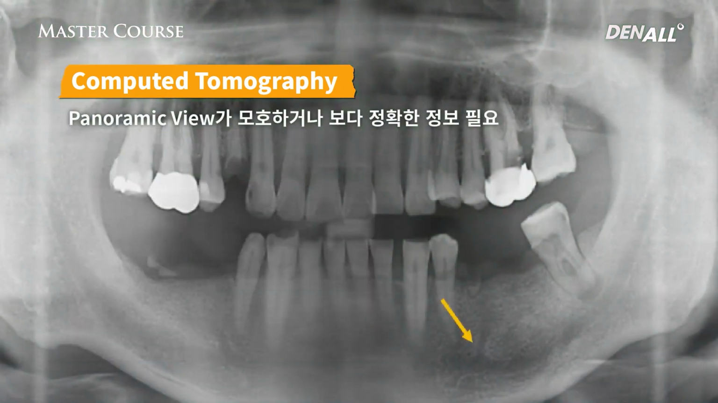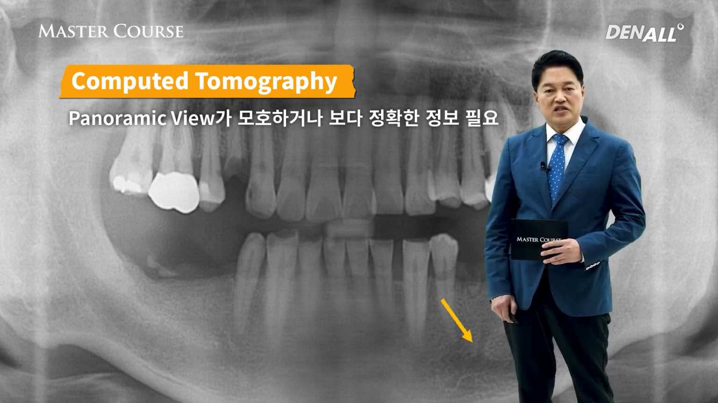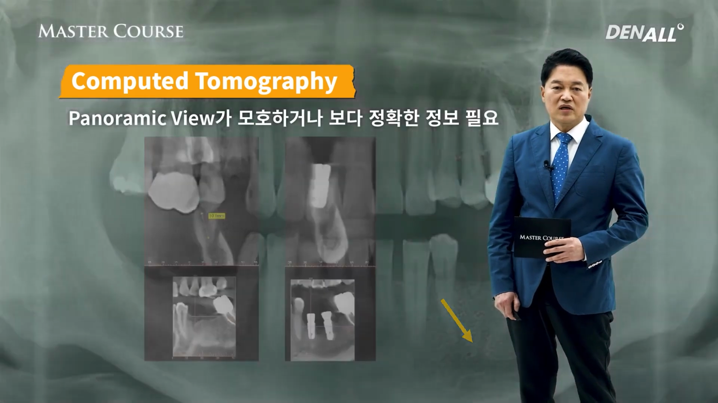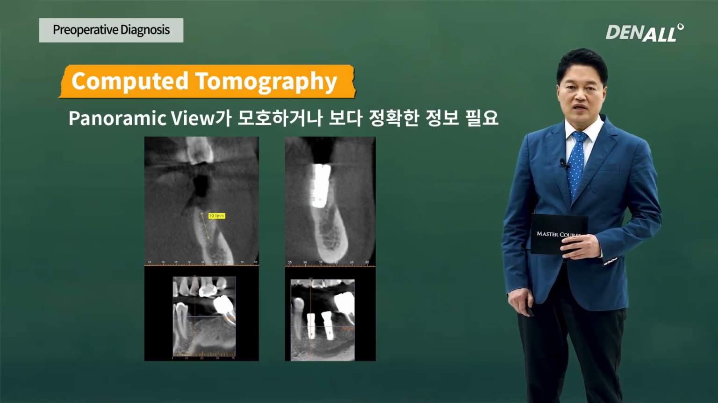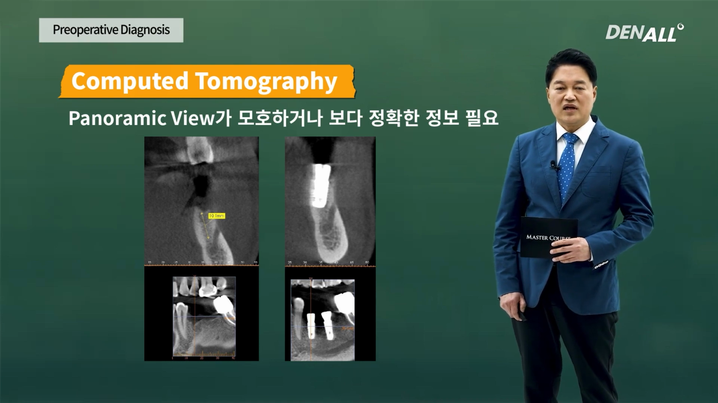A panoramic view was taken. In the placement area, the mandibular canal and mental nerve were not clear, so accurate information was required. CT was taken. Mandibular canal to mental foramen, the path was accurately observed and implant placement slightly lingual was needed.